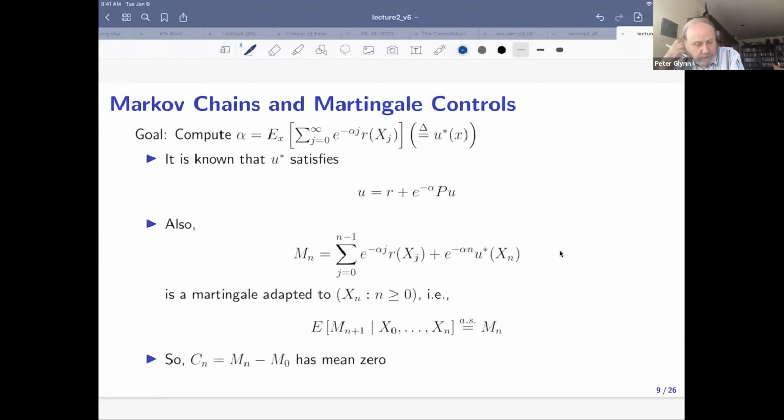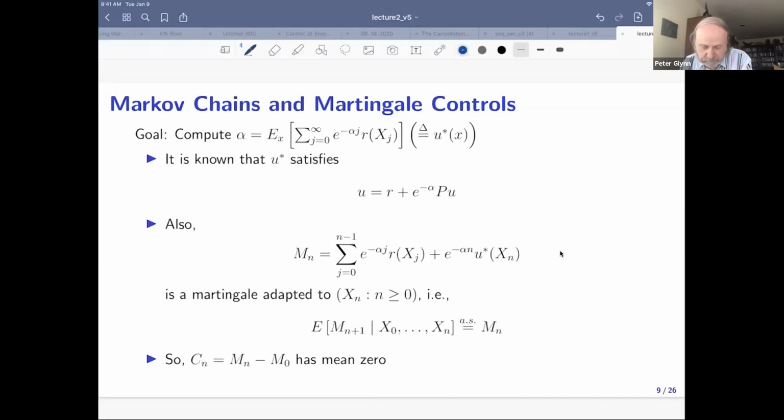So I'd like to illustrate this idea in the context of Markov chains, and I'm going to introduce another idea related to so-called Martingale controls. This is something that I looked at with a PhD student of mine, Shane Henderson, and Sean has also been involved in doing research on this particular class of ideas. So let me just illustrate this methodology in the context of trying to compute an expected infinite horizon discounted reward.